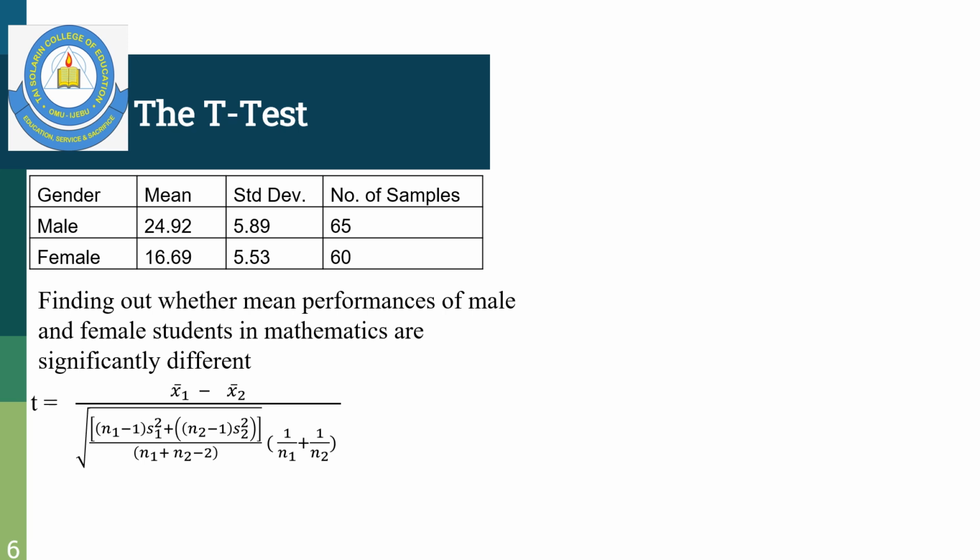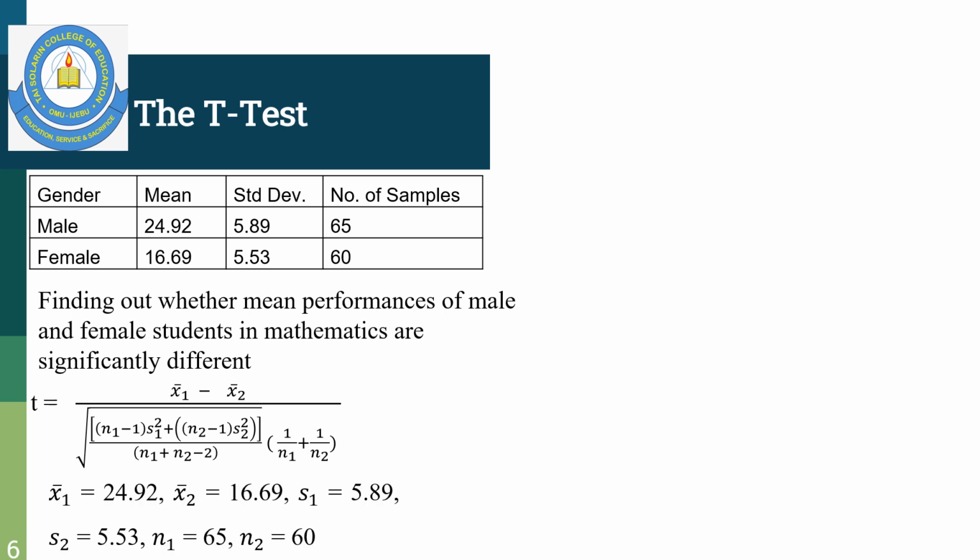From the table given, we have our mean 1 to be 24.92, mean 2 to be 16.69, standard deviation 1 to be 5.89, standard deviation 2 to be 5.53. Then our n1 is 65, while our n2 is 60. What we do now is to substitute in the formula.